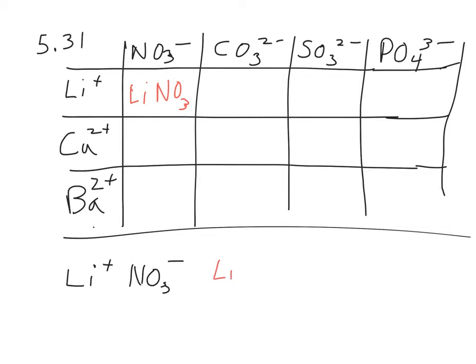Then we have lithium and carbonate. Lithium has a positive 2, carbonate a negative 2, so you're going to need 2 lithiums to counterbalance the negative 2 on carbonate, because the sum of the charges has to be equal to 0. Same thing's going to take place for sulfate. You're going to need 2 positively charged lithiums to counterbalance the negative 2 charge on the sulfate.